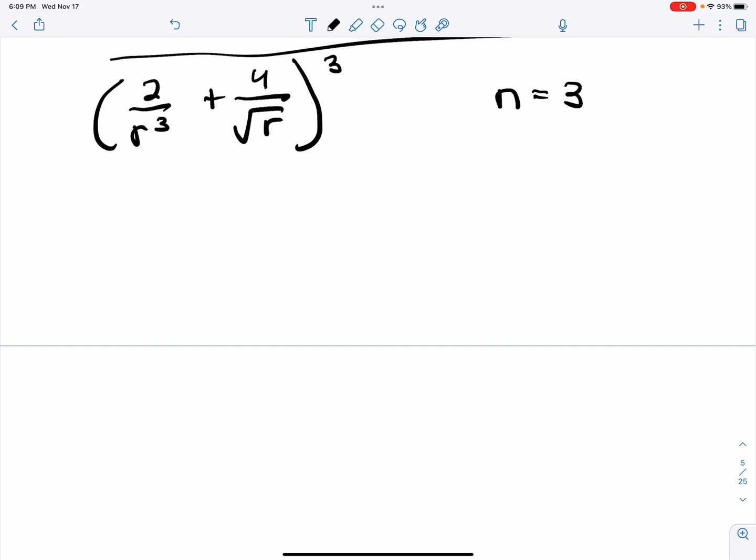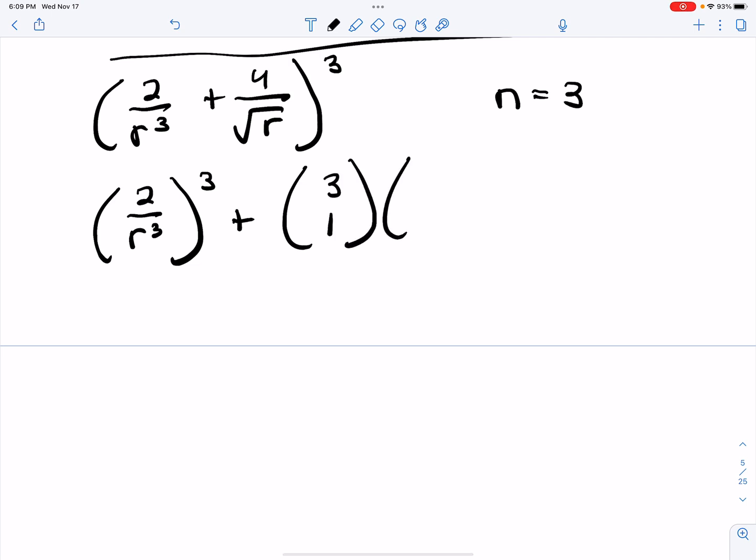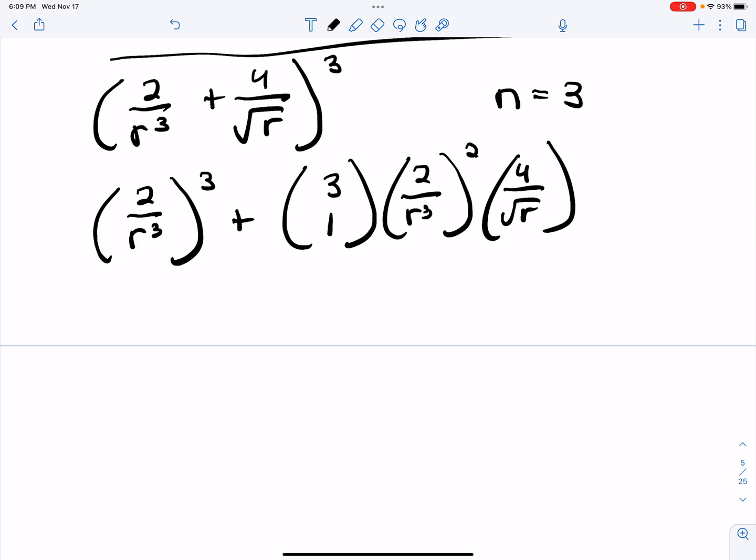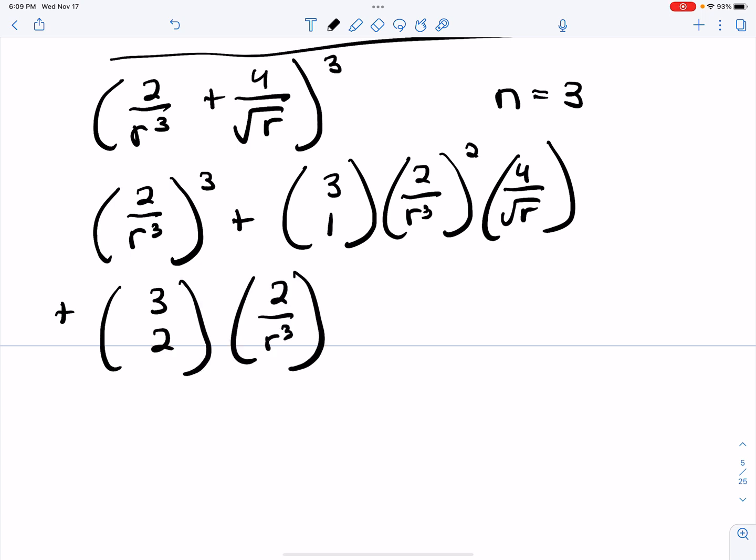All right. So for our first one, yikes. This is pretty weird, isn't it? All right, so for that first one, we'll just have 2 over r cubed. And for our next one, okay, we'll have 3 choose 1, and then we'll have 2 over r cubed squared and just 4 over square root of r. Then for our next one, we'll have 3 choose 2. We'll have 2 over r cubed to the first power, and then 4 over square root of r squared. And then for the last one, it's just going to be 1, 2 over r cubed to the 0 power, so we don't have to worry about that, and then 4 over square root of r cubed.